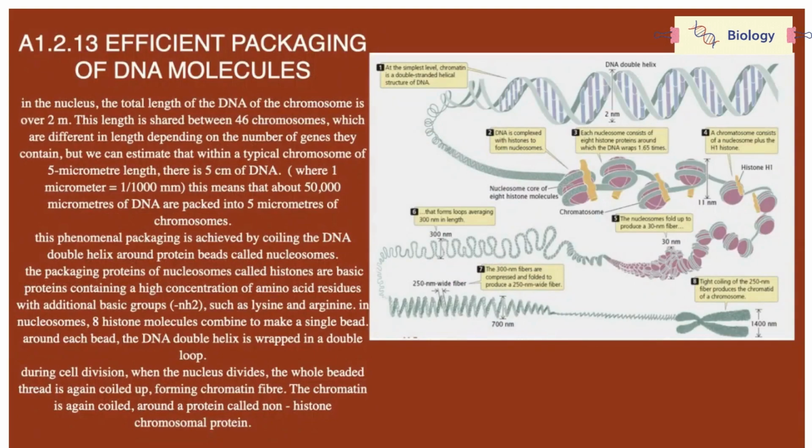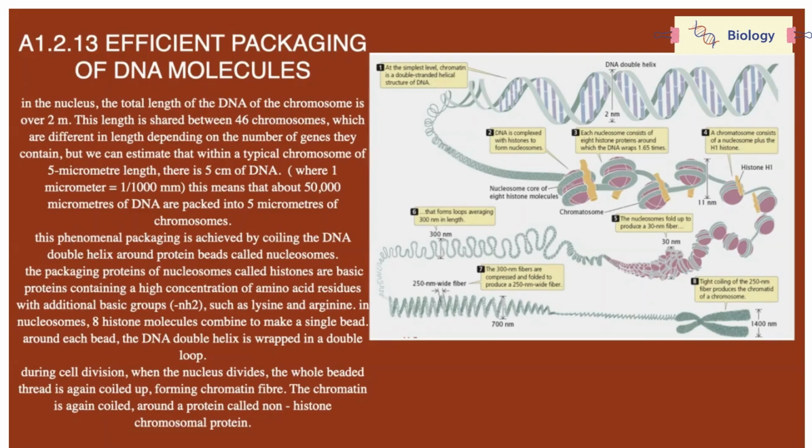The efficient packaging of the DNA molecules. In the nucleus, the total length of DNA of a chromosome is over 2 meters. This length is shared between 46 chromosomes, which are different in lengths depending on the number of genes they contain. But we can estimate that within a typical chromosome of 5 micrometer length, there is 5 centimeter of DNA. This means that about 50,000 micrometers of DNA are packed into 5 micrometers of the chromosome.